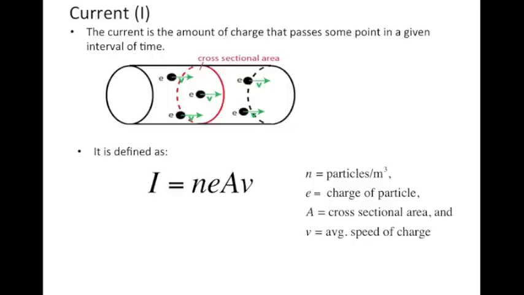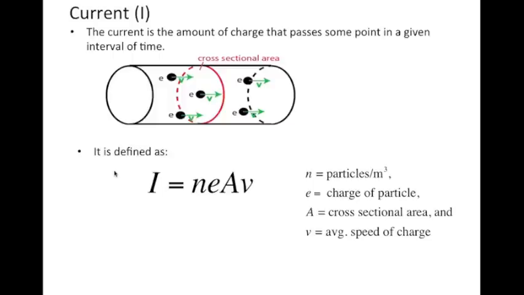So let's start with the current. Current is a little more straightforward. The current is the amount of charge that passes some point in a given interval of time. So represented in this picture, we have charges moving through a wire. We could pick some cross-sectional area and count how much charge goes past some point in some unit time.